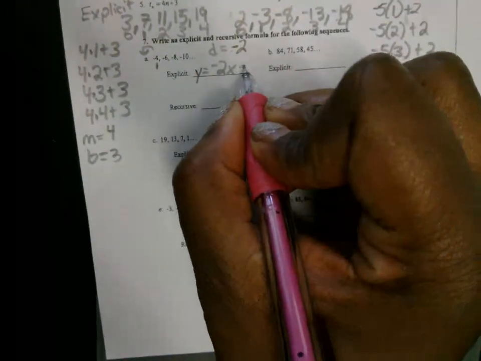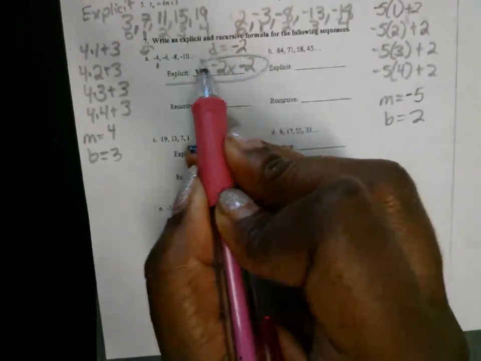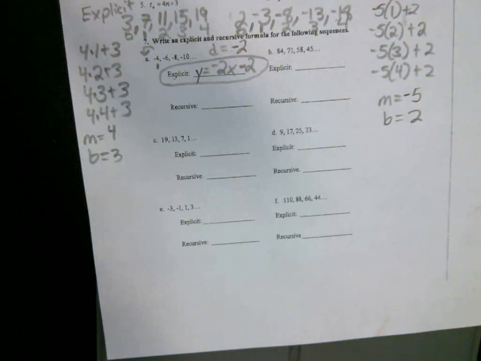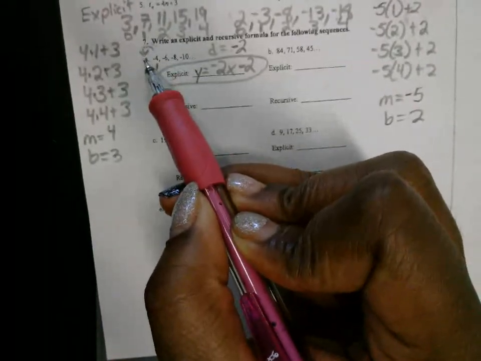-2. This is my explicit formula. The common difference is the slope. My zero number is my y-intercept. That means I have to work backwards to figure out what was the number before the first number.